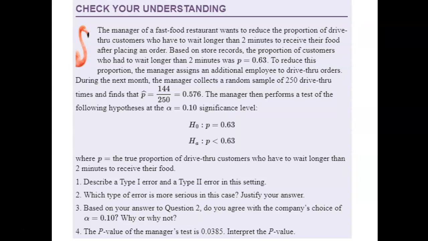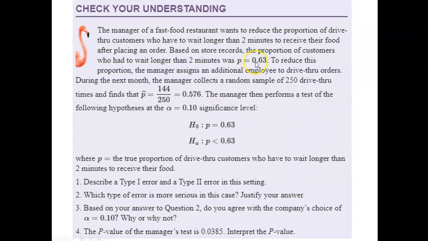Okay, here we go. That is a lot of data, but it's about fast food, so I love it. All right, so we have a drive-through issue, and if the customers have to wait longer than 2 minutes to receive their food after placing an order, apparently that's the cutoff for mad customers. So based on store records, the proportion who had to wait longer than 2 minutes was 0.63, and notice lowercase p, that is the true proportion. To reduce this proportion, the manager assigns an additional employee to drive-through orders, and during the next month, they collect data, a random sample of 250 drive-through times, and find that the proportion of the sample is 0.576.